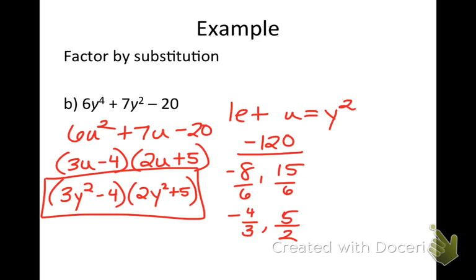If this would have been an exponent of 6 and an exponent of 3, so it was 6y to the 6th plus 7y to the 3rd minus 20, then I would have let u equal y to the 3rd. The trick is you're always going to let u equal whatever this is right here, y to the 3rd. If it was 8 and 4, then I would have let u equal y to the 4th. If it was 10 and 5, then I would have let u equal y to the 5th.